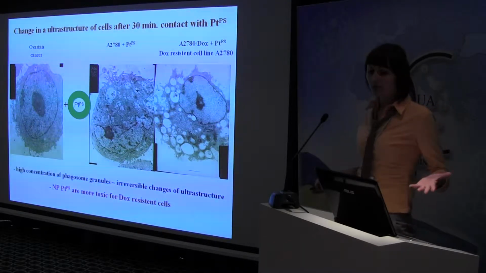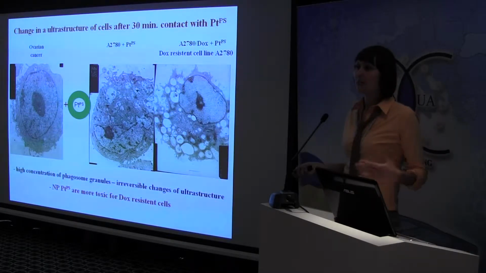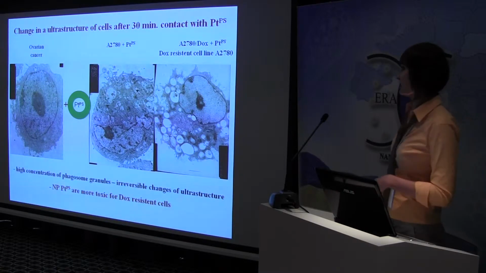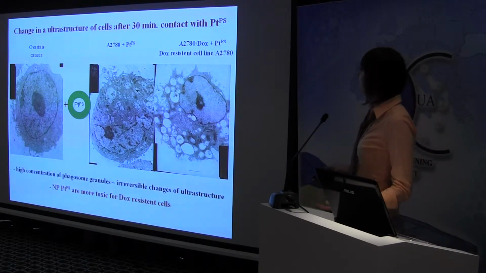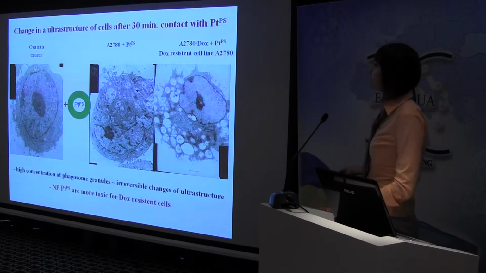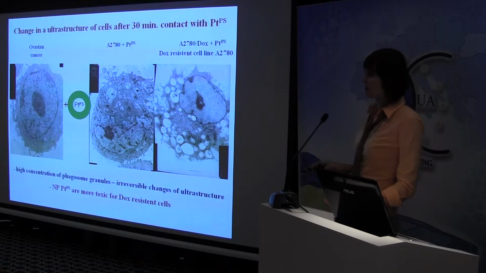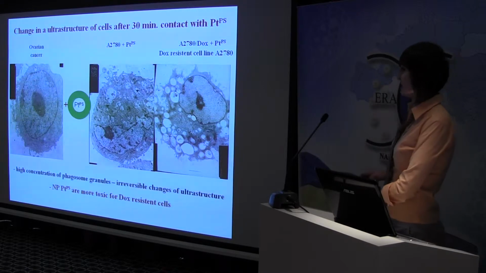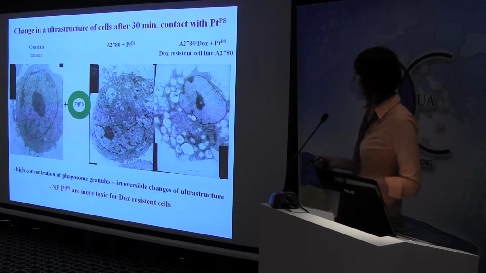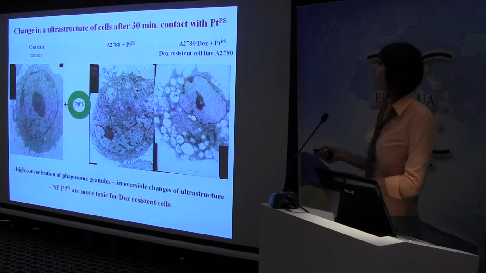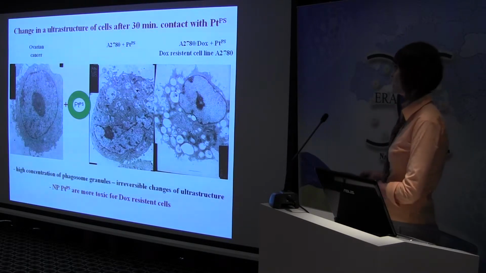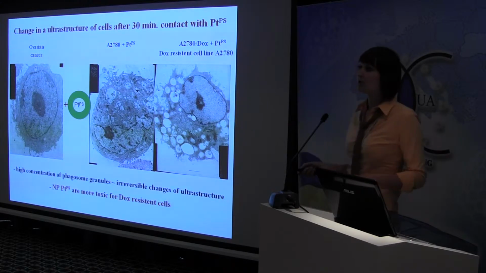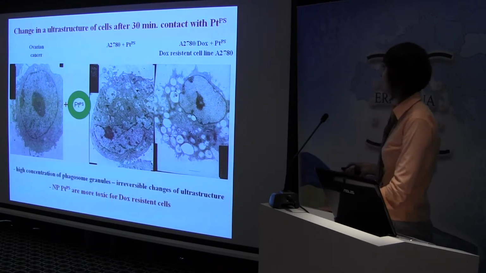But what is the result of this? What is happening with the cells after their contact with nanoparticles? In this slide, you can see the change in ultrastructure of the cell after only 30 minutes of contact with the platinum nanoparticles coated by polysaccharides. On the first photo, we have human ovarian cancer cells. In the next photo, the same cell, but after contact with platinum nanoparticles coated by polysaccharides.